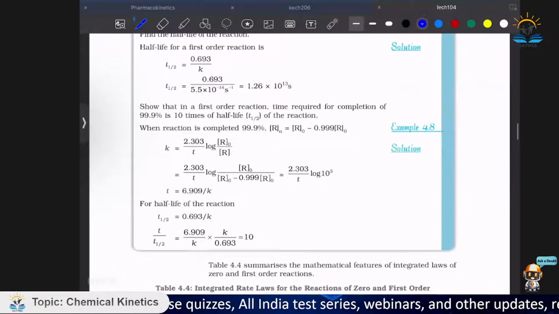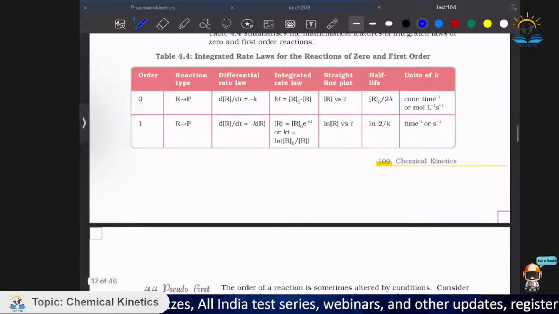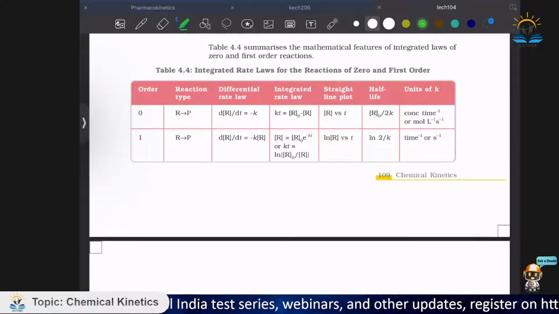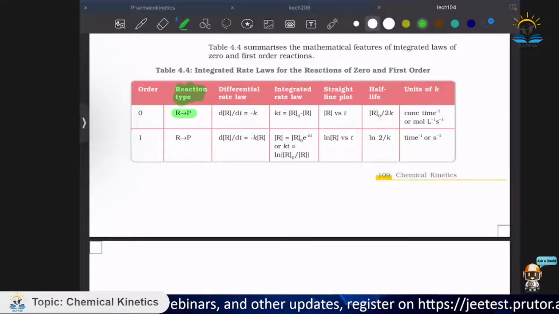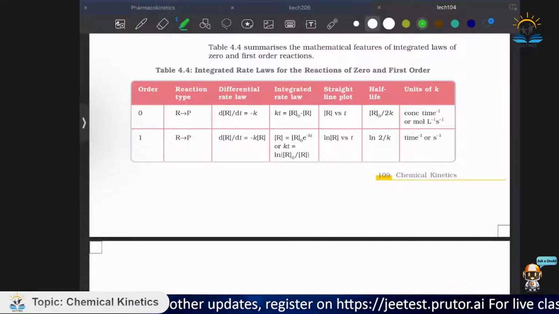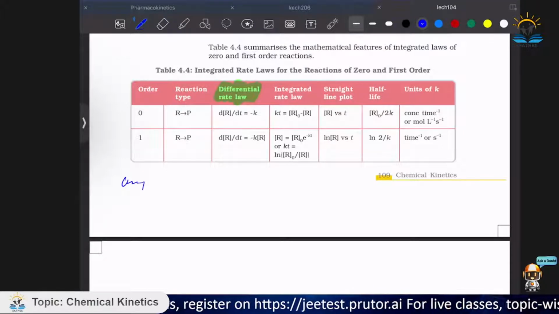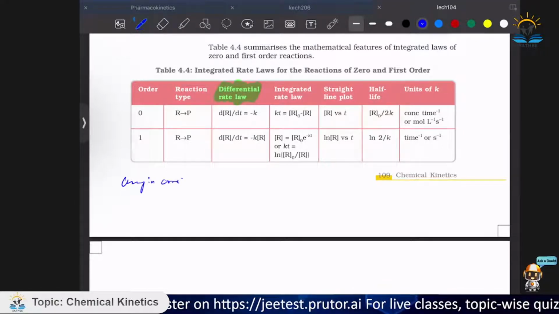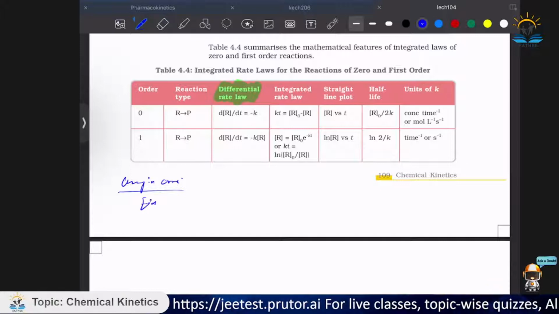So I'll just explain zero and first order using this table. Okay. We move on to half-life. We'll see what a half-life is. But first, let's see what is the reaction type. Reaction type is reactant turns to product. Nothing special here. Differential rate law means change in concentration divided by time.